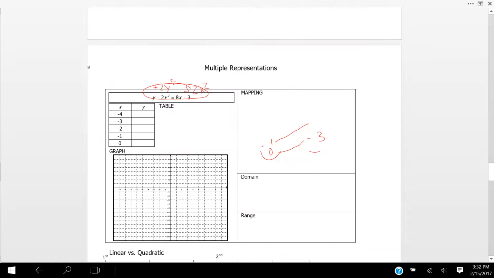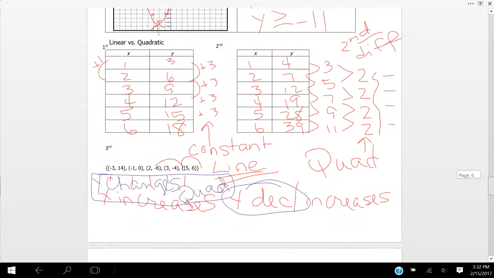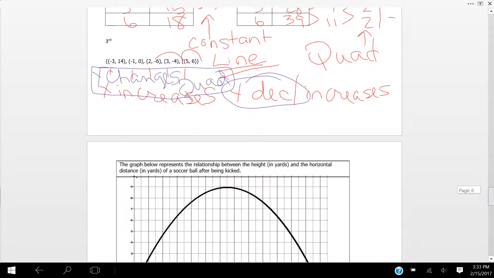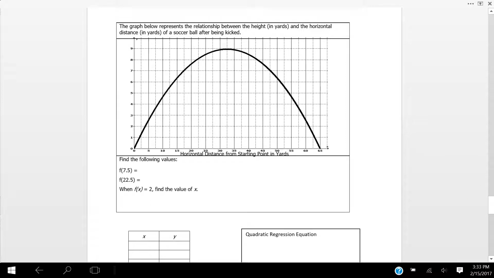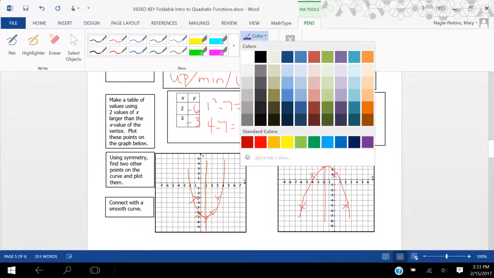All right, so we just finished doing multiple representations, talking about how you can tell if it's a quadratic or not. And we're getting ready to do almost the last page. Okay, so, phew. All right, here we go. I have to get my little marker out. Oh, nope, it's already out. All right.